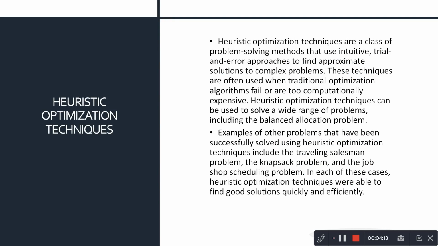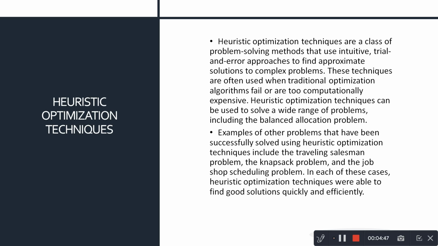This is heuristic optimization technique, which is a class of problem-solving method that uses intuitive trial and error approach to find approximate solution to a complex problem. These techniques are often used when traditional optimization algorithms fail or are too computationally expensive. Heuristic optimization technique can be used to solve a wide range of problems, including the balanced allocation problem that we are discussing here.